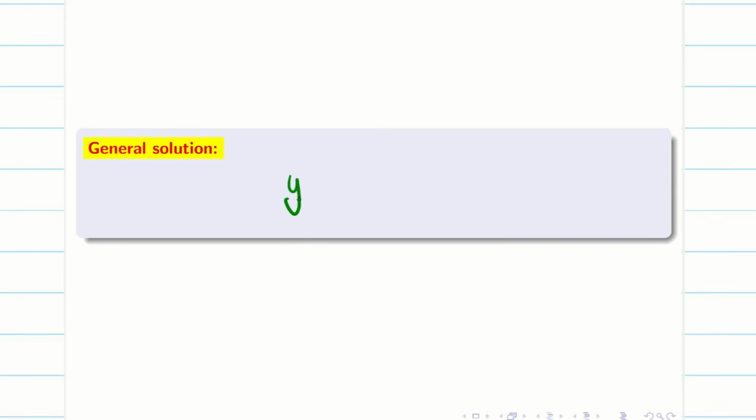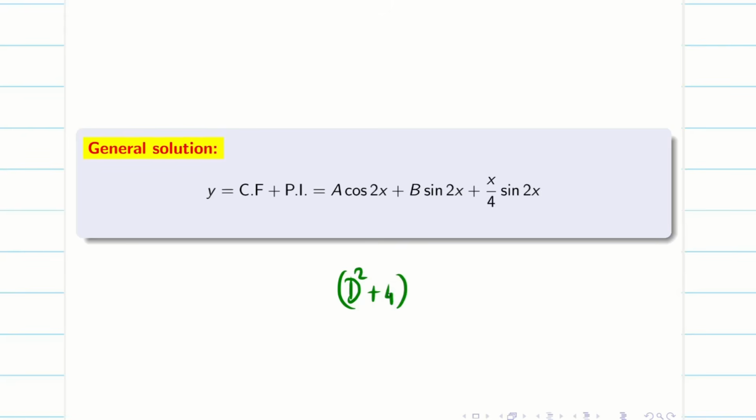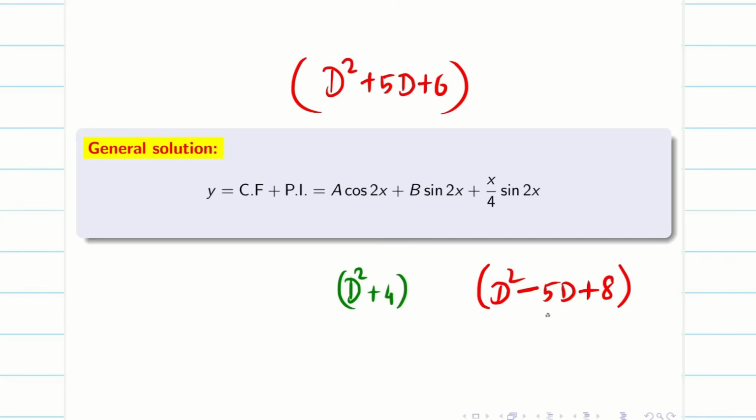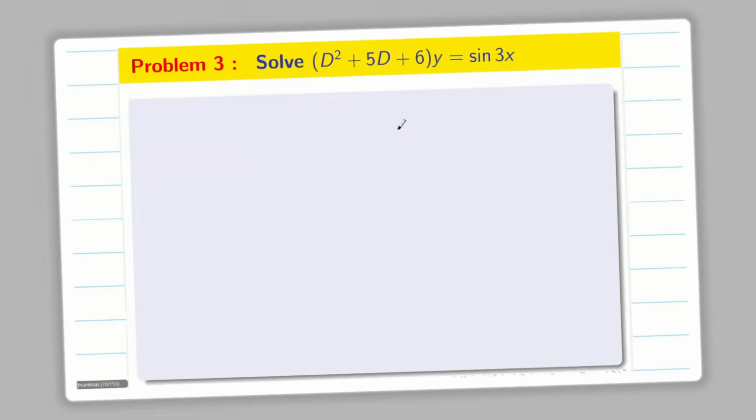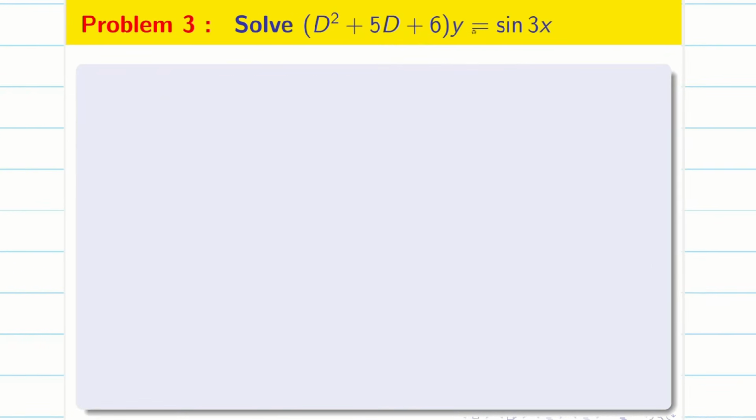Write the general solution. The general solution is CF plus pi. So now both problems that we have seen are simply d square plus 4. If you have a problem like d square plus 5d plus 6 or d square minus 5d plus 8, etc., if the extra d terms come, how to solve the problems for type 2? Let us see the next problem. We take d square plus 5d plus 6 into y is equal to sin 3x.